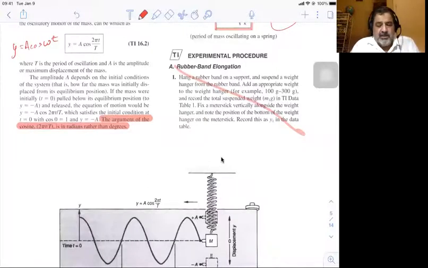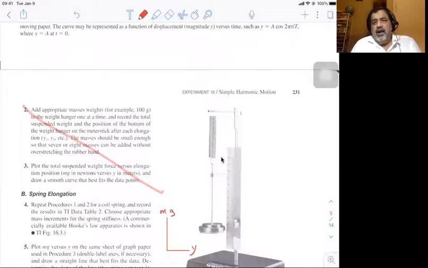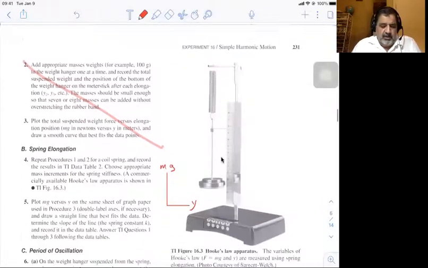I've got it scratched out here, the rubber band elongation. I don't have a simulation where we use a rubber band instead of a spring. Basically, this part of the experiment was to show you that rubber bands don't obey Hooke's law. They're not a good representation of Hooke's law, and that's all it was really meant to show you. So we're gonna skip it. We are gonna do the spring elongation.